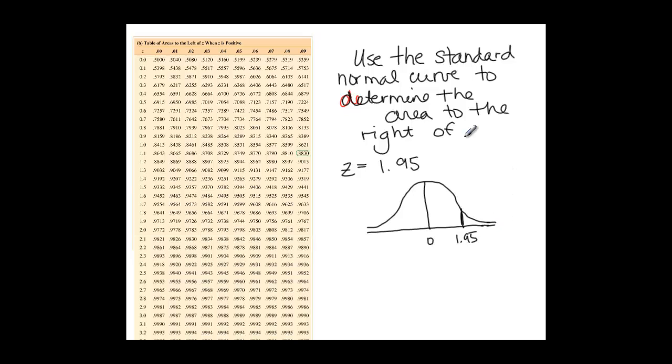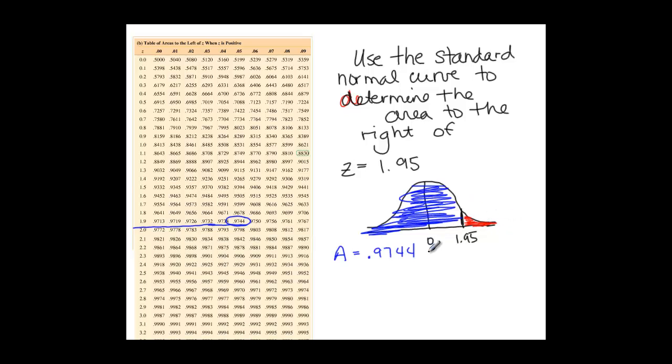And we want the area to the right of that z-score, which would be this area. Remember, when we look it up on the chart it is going to give us the area to the left. So we'll find that first. Go to 1.9 and we'll go across to 0.05. So the blue part here has an area that's 0.9744. But to find this area, the red shaded part would be the area to the right.